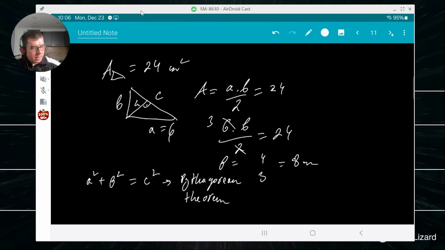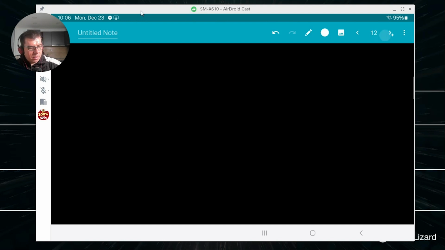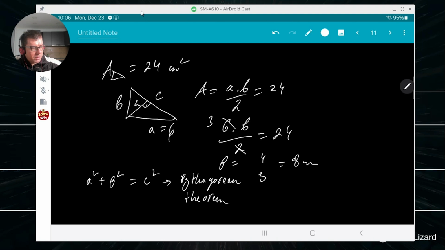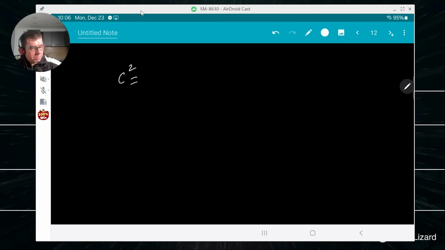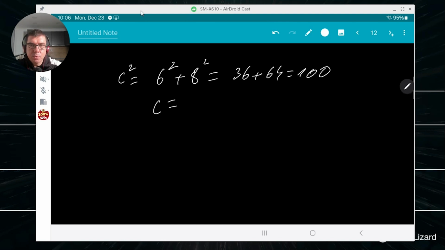So we find the hypotenuse: c squared equals a squared plus b squared, 6 squared plus 8 squared, which is 36 plus 64, which is 100. So which number to the power of 2 gives us 100? Well, obviously that is 10. C equals 10 centimeters. 10 to the power of 2, 10 times 10 equals 100.